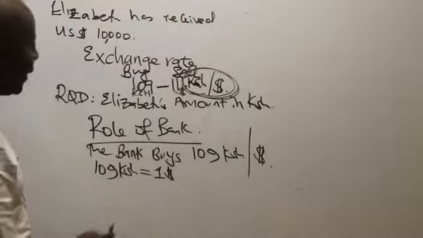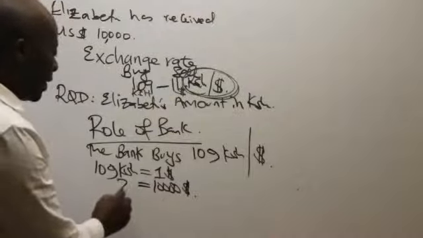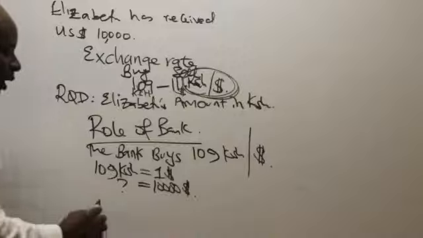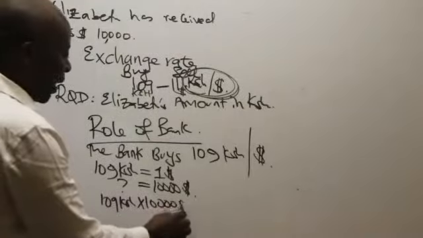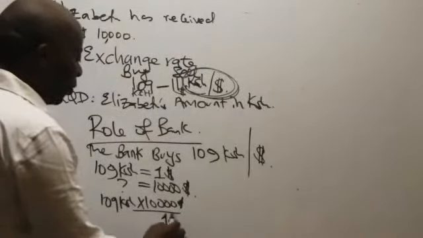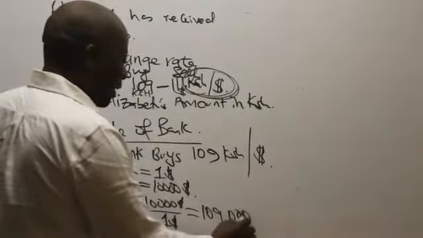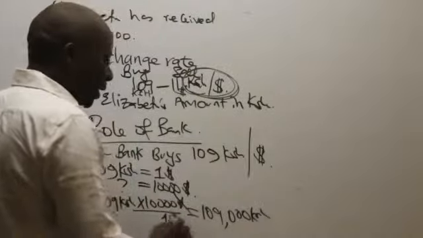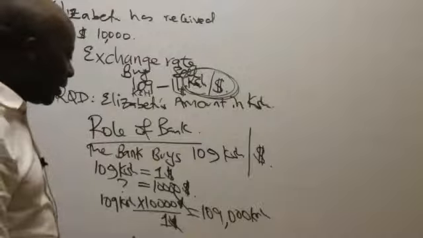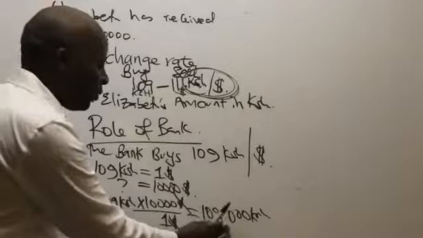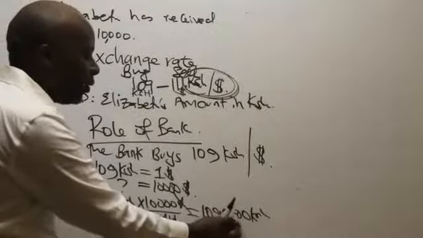How about $10,000? In this case, if you cross multiply, then for sure you'll be able to see 109 Kenya shillings times $10,000 all over $1, which will end up being equal to 109,000 Kenya shillings, because the dollars and dollars will cancel. No, 1,090,000. Sorry for that. It is 1,090,000.